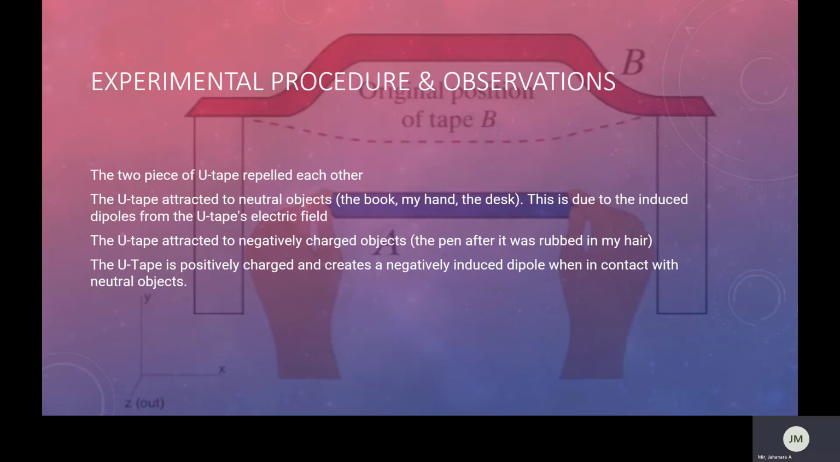So a similar experimental procedure and observations were used. The two pieces of U-tape repelled each other. The U-tape attracted to neutral objects like the book, hand, and the desk. This is due to the induced dipoles from the U-tape's electric field. The U-tape attracted to negatively charged objects, like the paint after it was rubbed in my hair.